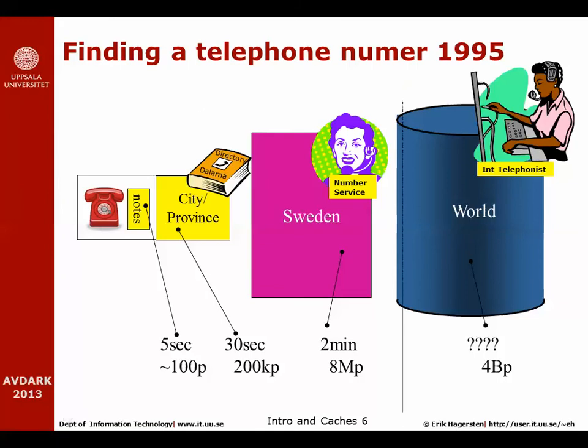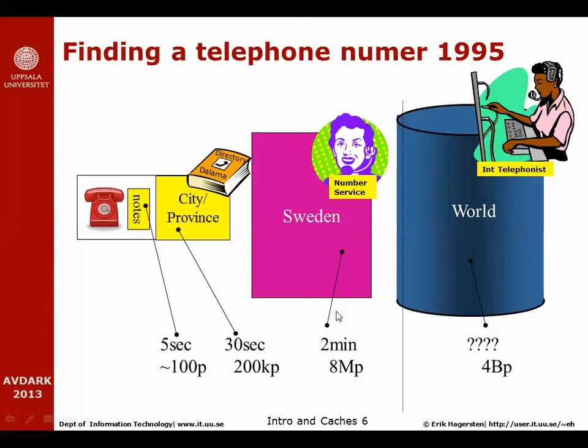When I look at that cache hierarchy of today, it sort of reminds me of how it was back in the 90s when you wanted to make a telephone call. If I wanted to make a telephone call to the world, the 4 billion people out there, I simply hardly knew how to do that. You have to get in contact with some kind of international telephonist, and it could take maybe half an hour to pull that number out, and it was very complicated.